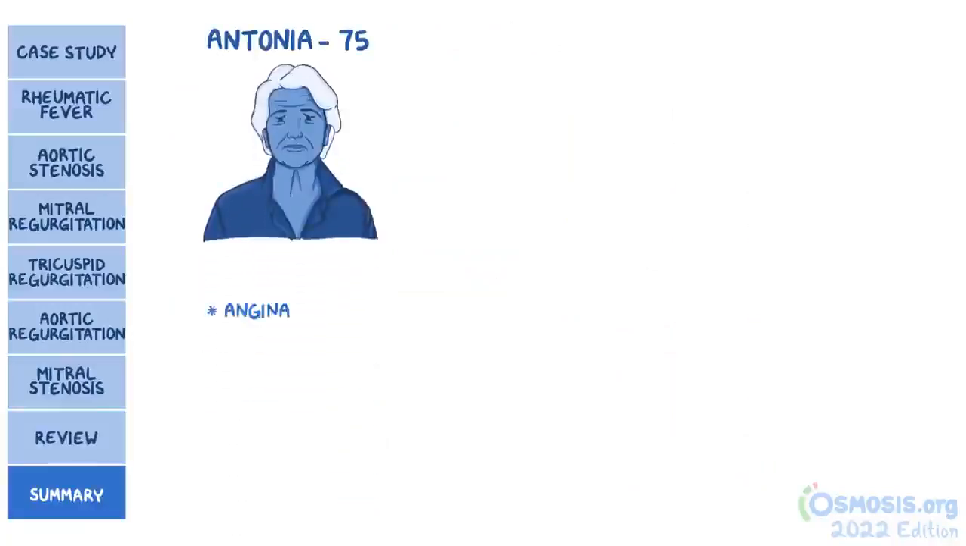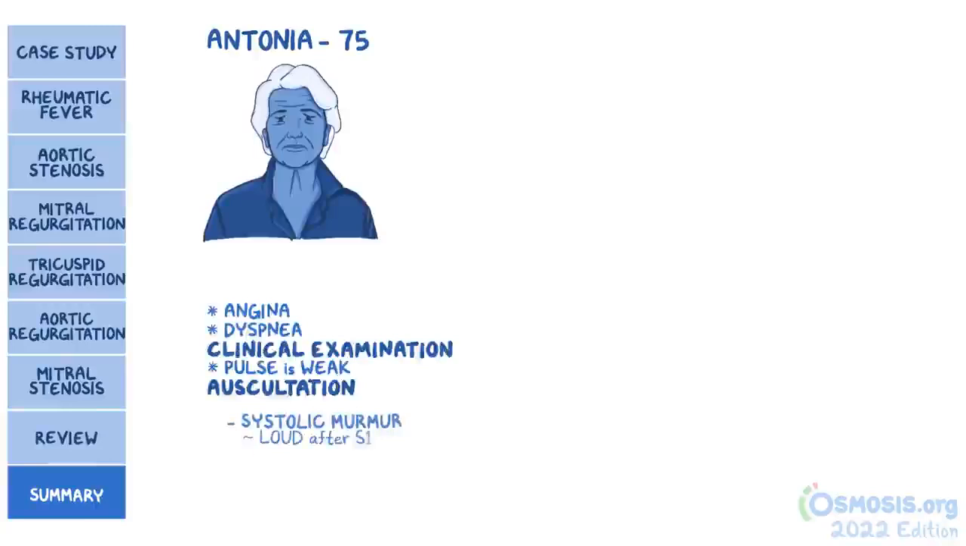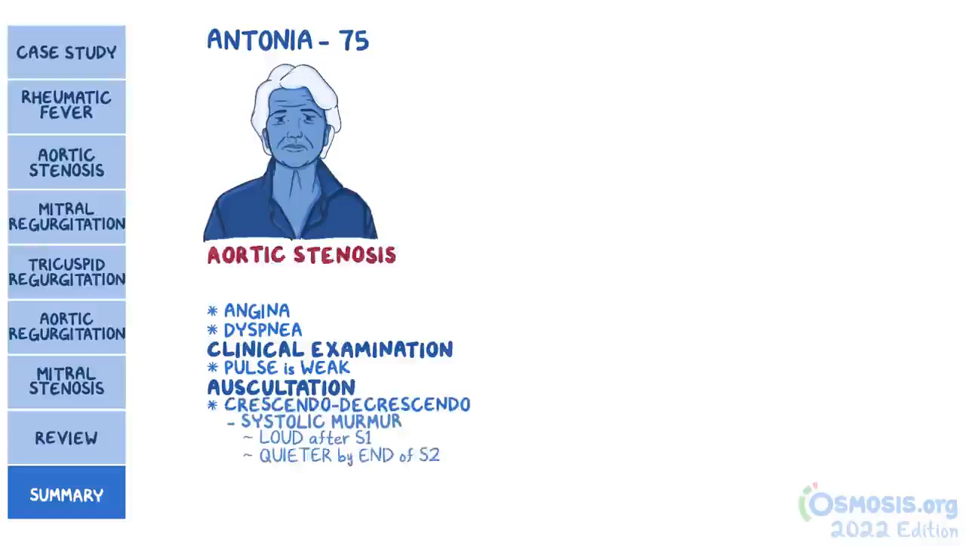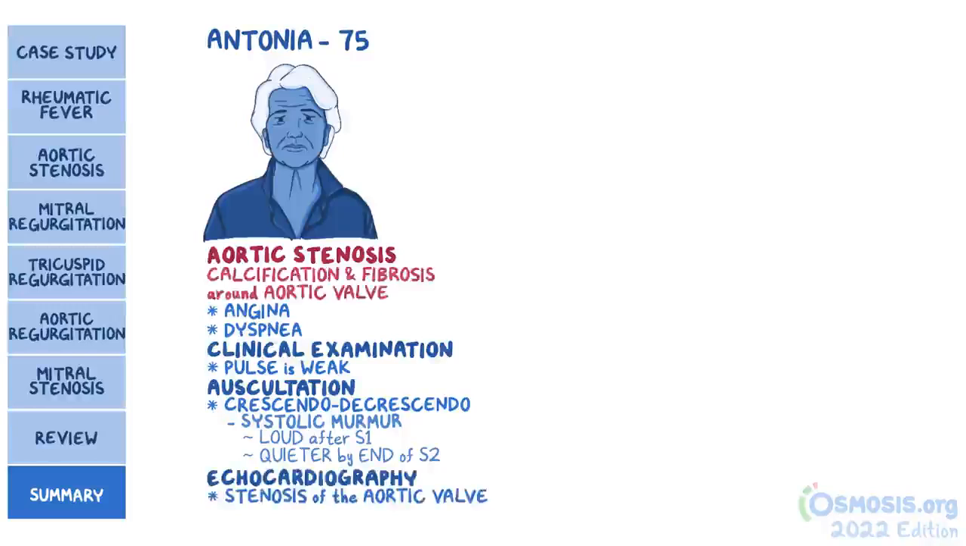Antonia came in with angina and dyspnea, and on clinical examination her pulse was weak, and on auscultation there was a systolic murmur that was louder after S1 and got quieter and quieter by the end of S2. This systolic murmur sounds like a crescendo-decrescendo murmur that's seen in aortic stenosis. Now, based on the symptoms, angina and dyspnea, her age, and the clinical examination, weak pulses, and systolic crescendo-decrescendo murmur, we can assume that Antonia suffers from aortic stenosis that's caused by calcification and fibrosis around the aortic valve. Echocardiography showed stenosis of the aortic valve.